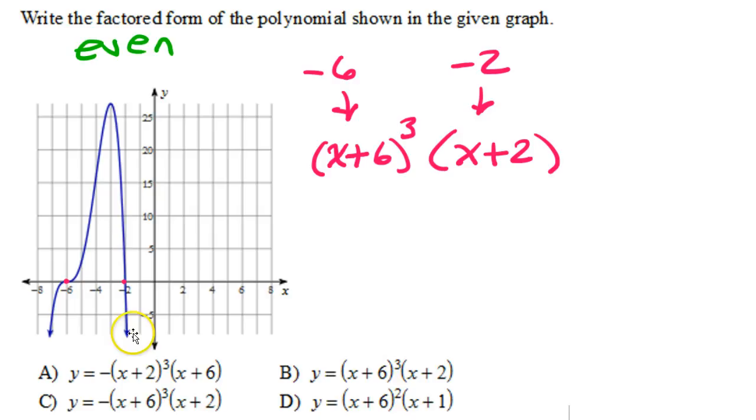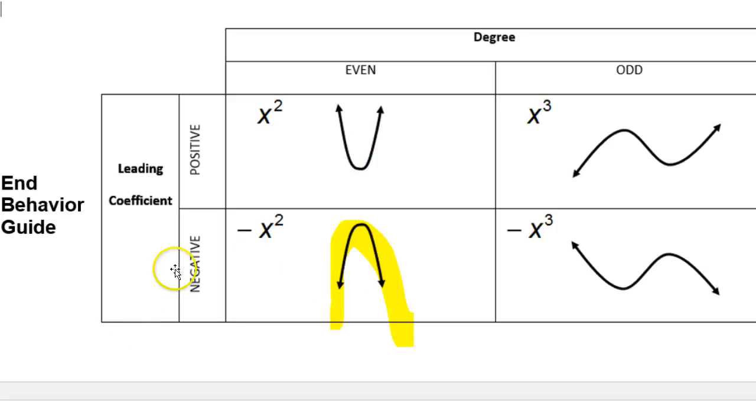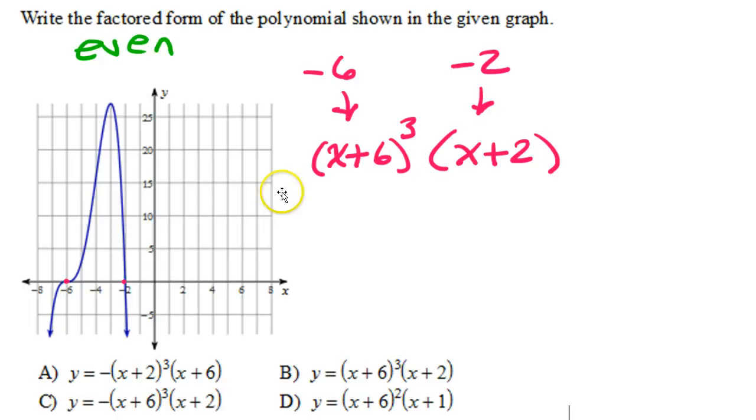Down, down. So that tells us that we are dealing with the negative version. So that's why we're going to need a negative in front. If both arms were up, then we would not need a negative sign in front. So we need the negative sign.